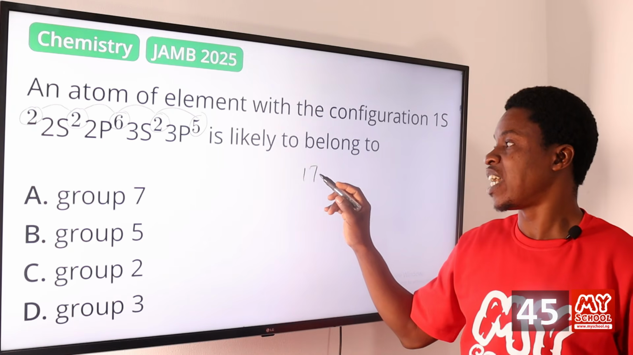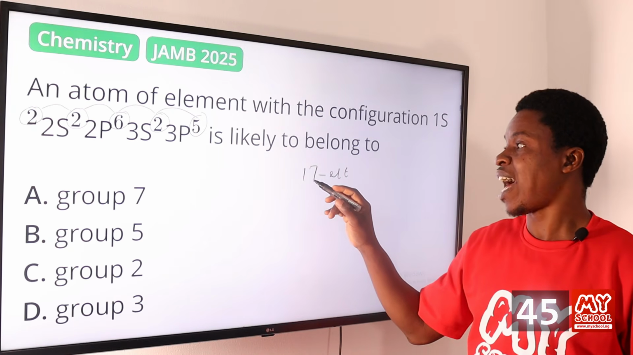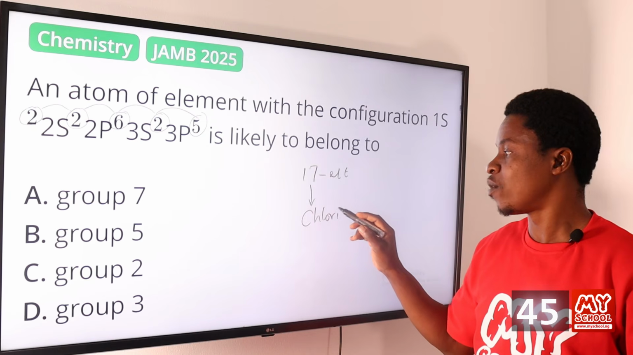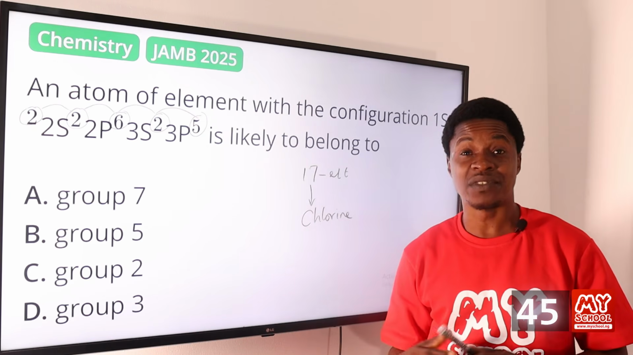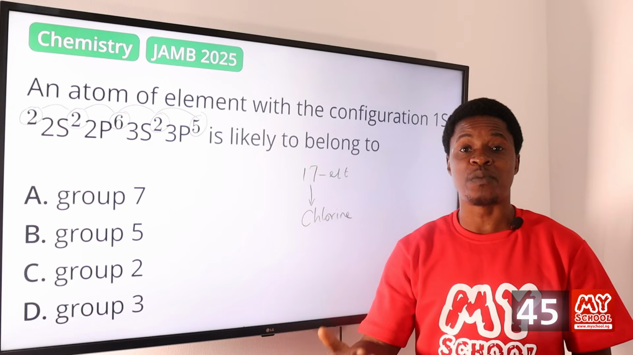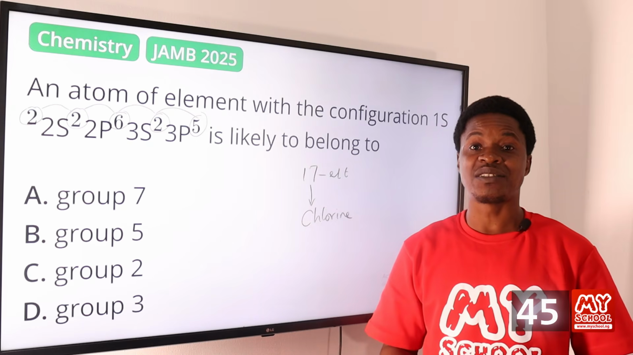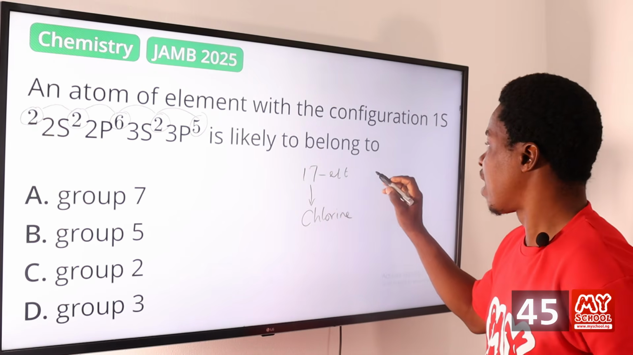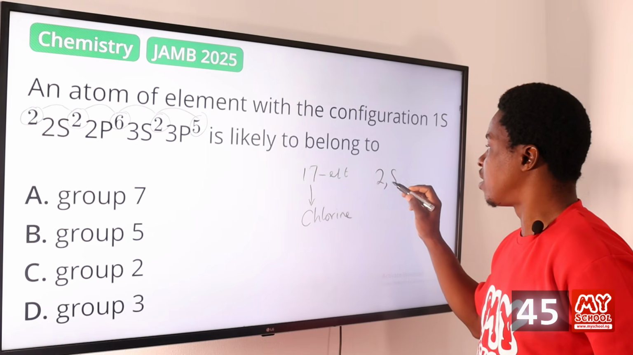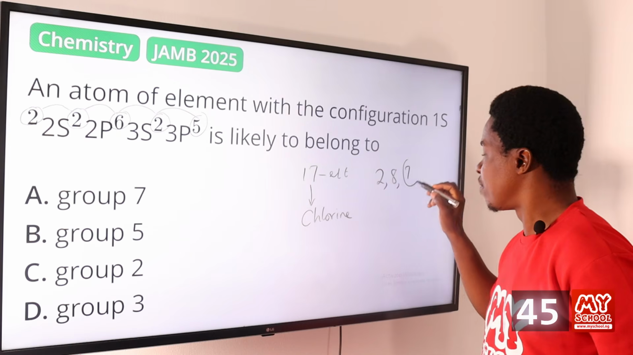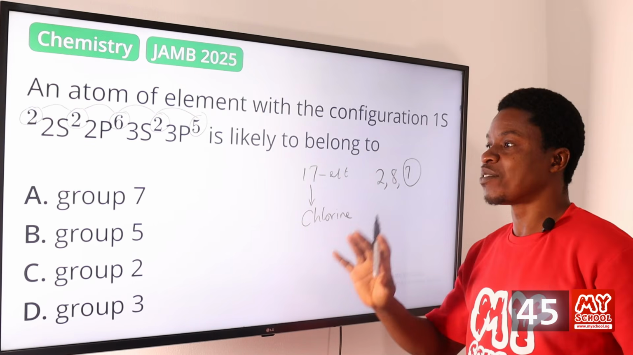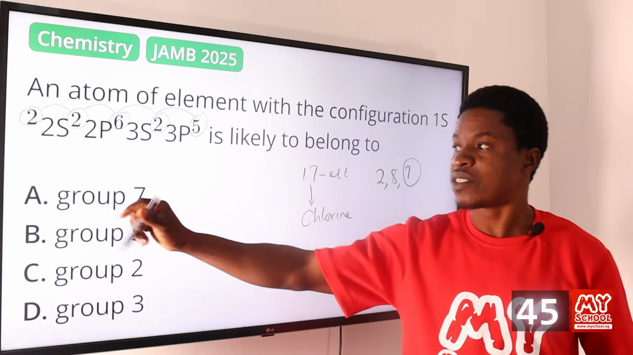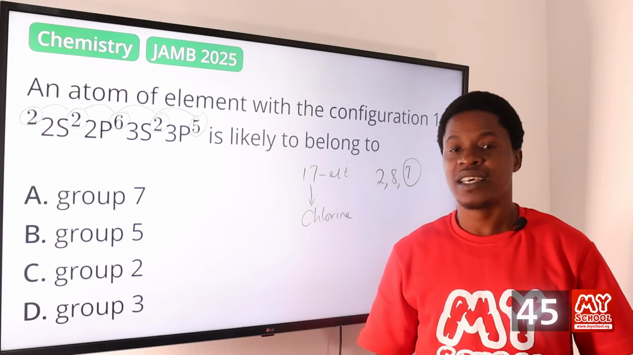So which element in the periodic table has atomic number of 17? There's no other one than our friend chlorine. So chlorine has atomic number of 17. So I ask myself, in what group in the periodic table is chlorine? Chlorine is actually in group 7. You can also write this alternatively: 17, the first shell is 2, second shell is 8, third shell is 7. So 7 means it's in group 7. So that settles it, there's no much ado. Don't waste your time here. Not group 3, not group 2, not group 5, group 7. So the correct answer is option A, group 7.